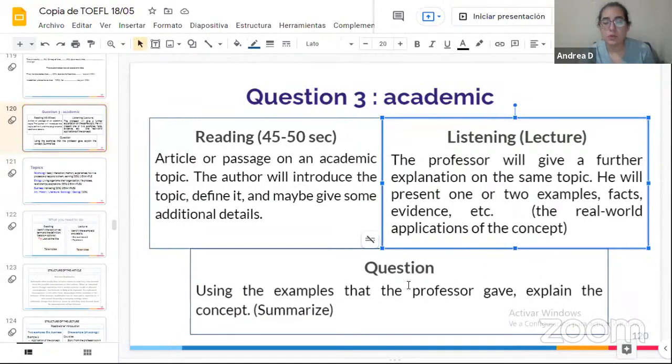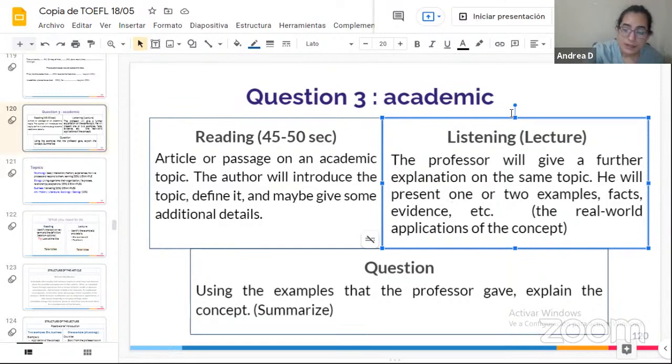And after you're done with the lecture, you will have the question, which is always the same: using the examples mentioned by the professor, explain, and then you will have to explain the reading. So we will see how to interpret that question in a bit.